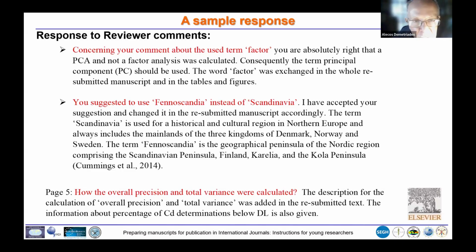The term Scandinavia is used for a historical cultural region in Northern Europe and always includes the mainlands of the three kingdoms of Denmark, Norway, and Sweden. The term Fennoscandia is the geographical peninsula of the Nordic region, comprising the Scandinavian Peninsula, Finland, Karelia, and the Kola Peninsula. And on page 5, you say how the overall precision and total variance were calculated. This description for the calculation of overall precision and total variance was added in the resubmitted text. The information about the percentage of cadmium determinants below the text is also given. So you are very clear in your response to the reviewer comments.